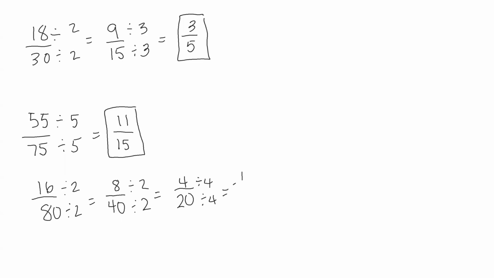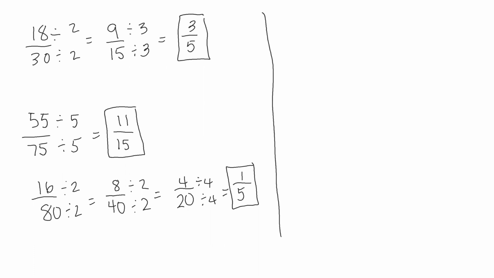So 4 divided by 4 is 1. 20 divided by 4 is 5. All right. So it took us a few steps. We didn't necessarily know right off the bat what the GCF was, but we were still able to reduce the fraction. It would certainly be quicker if you knew the GCF right off the bat. But if you don't know the GCF, as long as you can find a common factor, you can reduce a fraction.